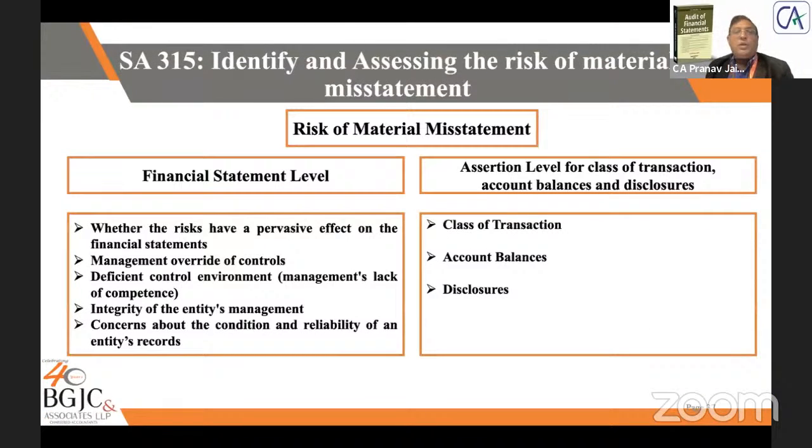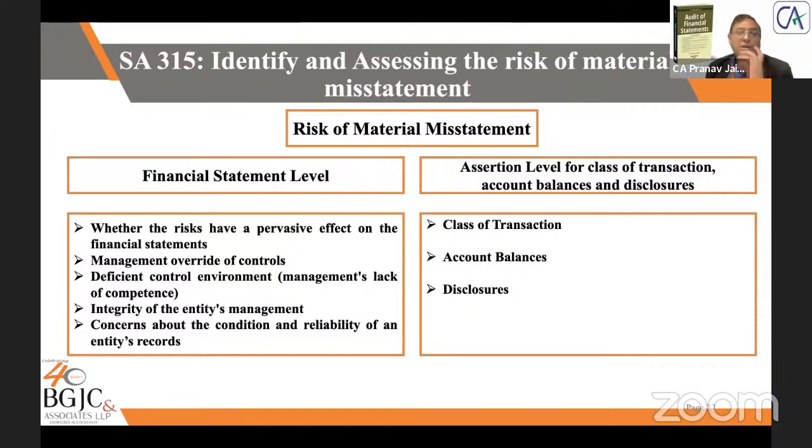Now, the standard says you have to assess the risk of material misstatement at the financial statement level. When we say financial statement level, we mean the risk of a pervasive effect on the financial statements. An example could be a going concern issue. So a going concern issue is a financial statement level risk. Management override of controls, a deficient control environment: when you are aware that the company does not have a proper control system, then it's a financial statement level risk.